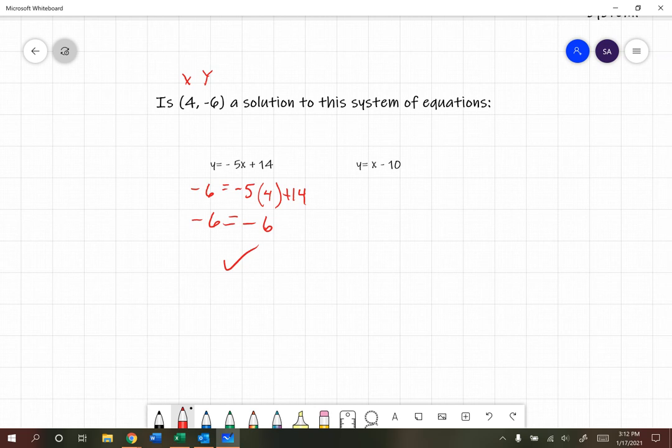It also has to be a solution over on this other side. So again, y is equal to -6. x is equal to 4 minus 10. So 4 minus 10 is -6, and it checks out here. It is a solution to that one. Since it's a solution to both of the equations in the system, then yes, it is a solution to the system.